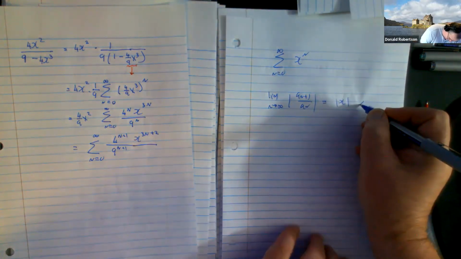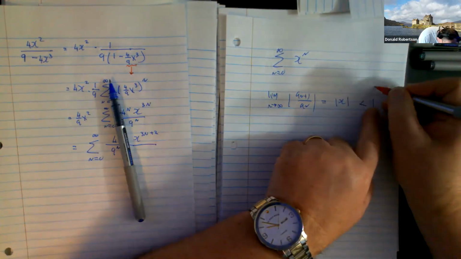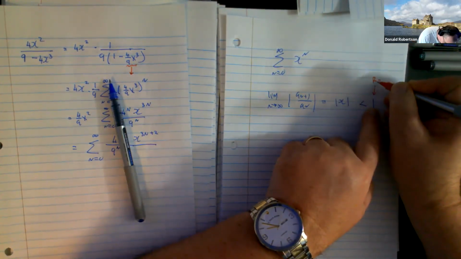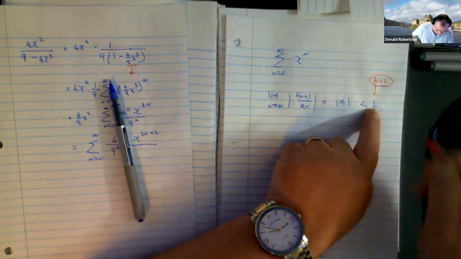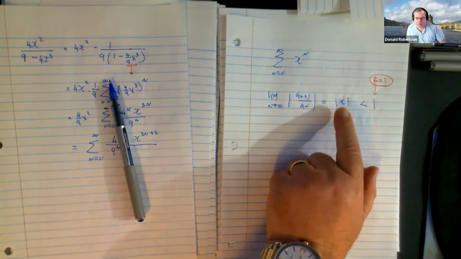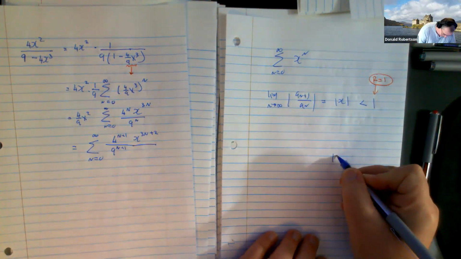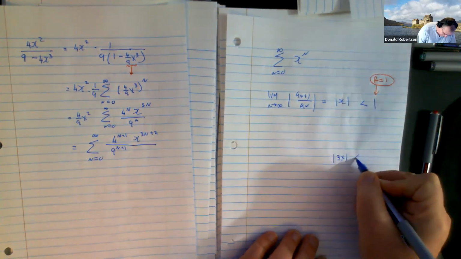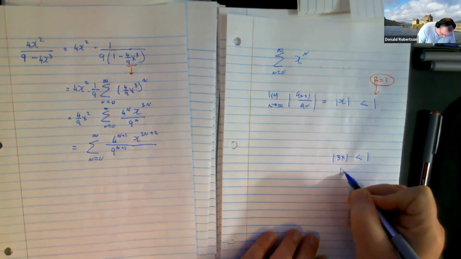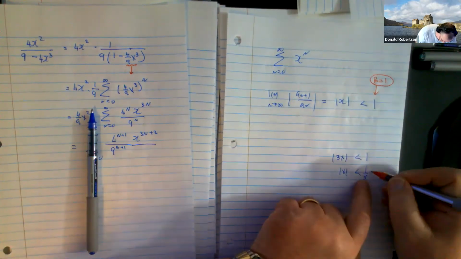Now, it will converge when the limit is less than 1. This number that you have here is called the radius of convergence, r equals. And you must make sure that this is the absolute value of x. If you get a different question, and it ends up being the absolute value of 3x has to be less than 1, then you do that to it. And now you have the radius of convergence.